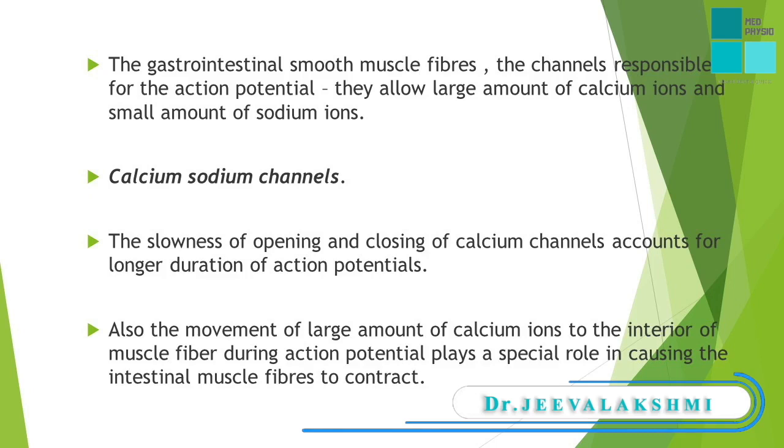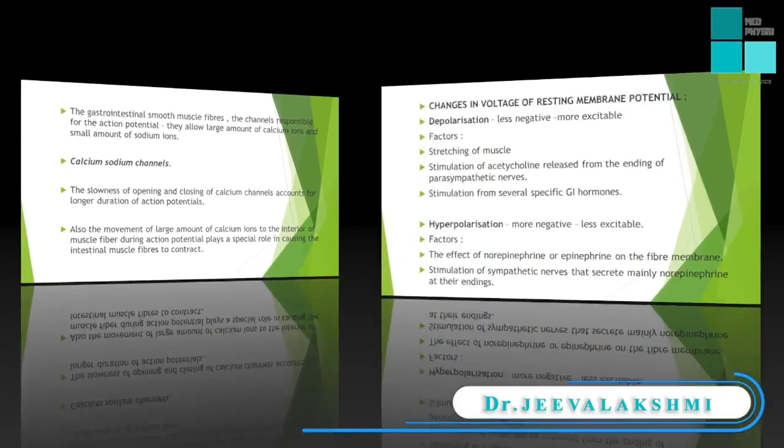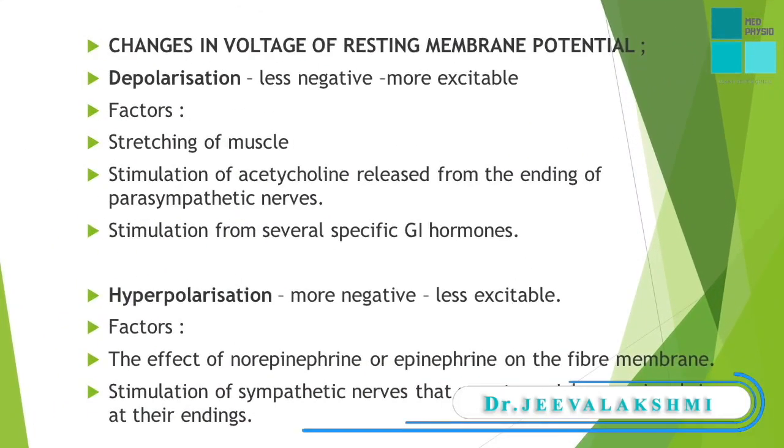Now we'll see something about the changes in voltage of the resting membrane potential. In addition to the slow waves and spike potentials, the baseline voltage level of the smooth muscle resting membrane potential can also change. Under normal conditions, the resting membrane potential averages about minus 56 millivolts, but multiple factors can change this level.